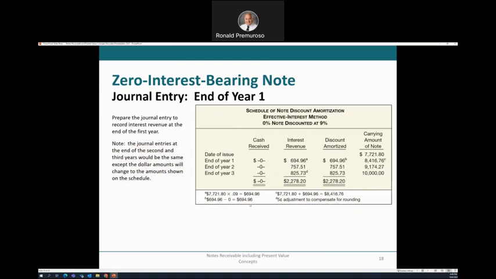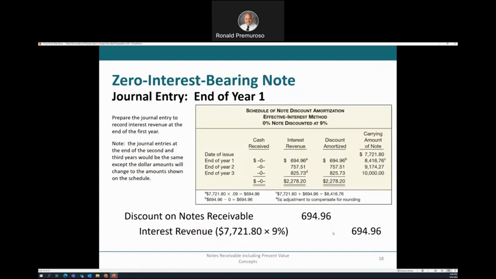So now the question becomes, what's the journal entry to record the interest revenue, right? We calculated on slides 16 and 17 for the first year. Well, that's simple. Debit the discount on notes receivable account, $694.96, right? That comes from the schedule and the calculation for the first year. And then credit interest revenue, of course, the same amount. And then this will change to, in the second year, $757.51, and in the 3rd year, $825.73.